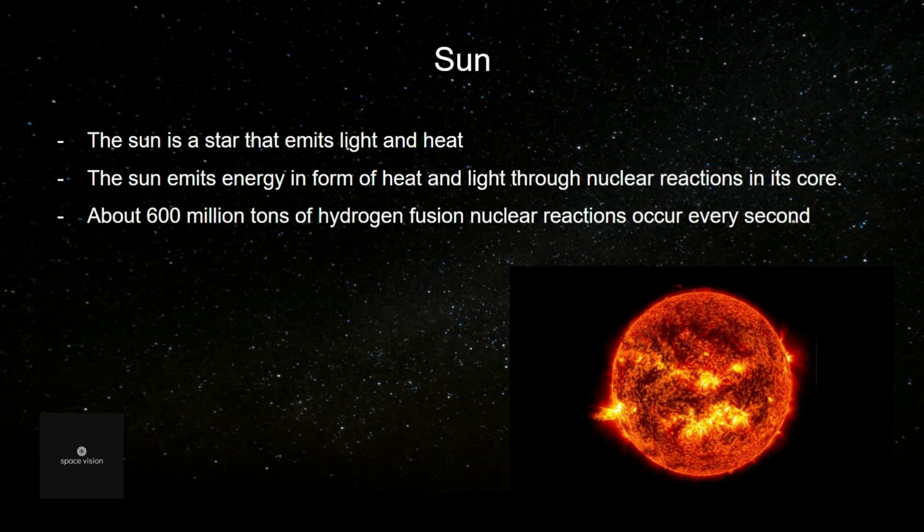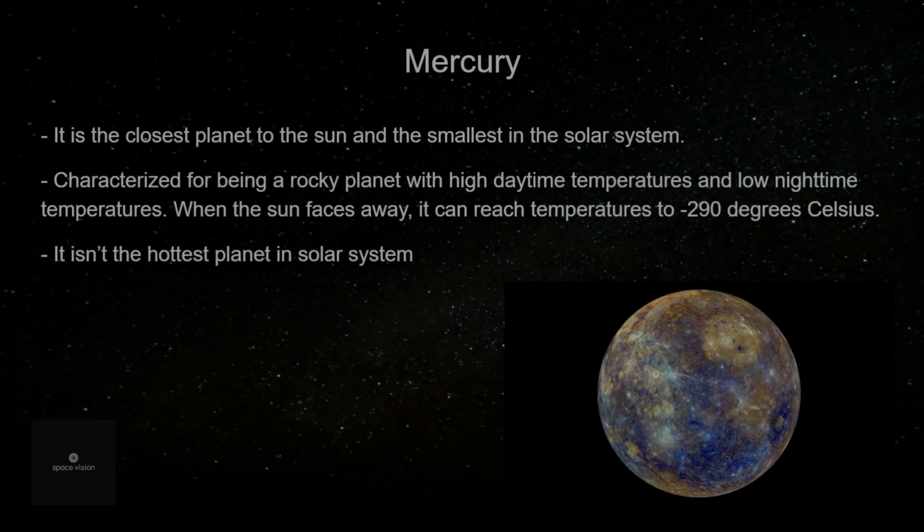A curious fact I found on the internet is that about 600 million tons of hydrogen fusion nuclear reactions occur every second. That is a huge number, 600 million tons. Okay, so you can imagine how many nuclear reactions are happening on the sun.